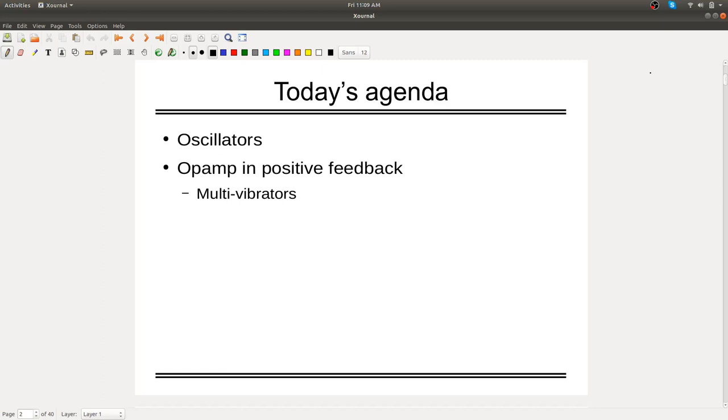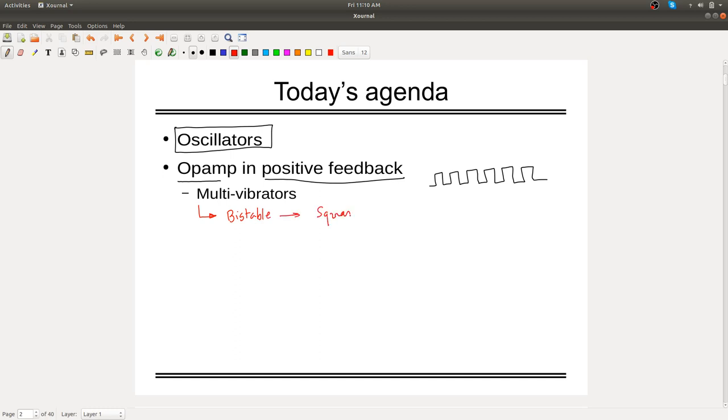So, as I told, today's agenda is to study oscillators. There is one more way of making the oscillator: you can keep the op-amp in positive feedback. If it is in positive feedback, it's always oscillating and your output will reach VDD or ground, and your output might be like this. If you have a square wave created by this op-amp in positive feedback, you are going to call that particular configuration a multivibrator, but that multivibrator is known as a bistable multivibrator, having a square wave or rectangular wave as the output.